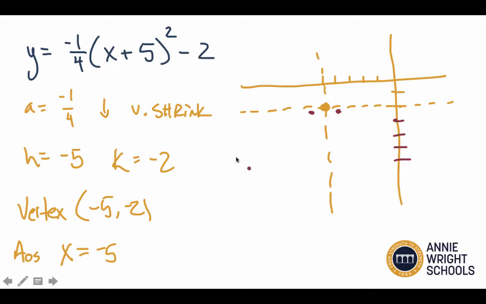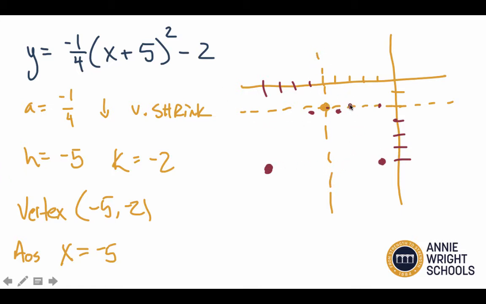What I'm going to do is choose a value of 4. You could also pick a value of 2, and we'll talk about why you could pick a value of 2 in a second. I'm going to choose a value of 4, so I'm going to go over 4. 4 squared is 16, and 16 times negative 1/4 is down 4. So if you go over 4, you'll go down 4, and if you go back 4, you will also go down 4. Notice I'm using that symmetry across the axis of symmetry.